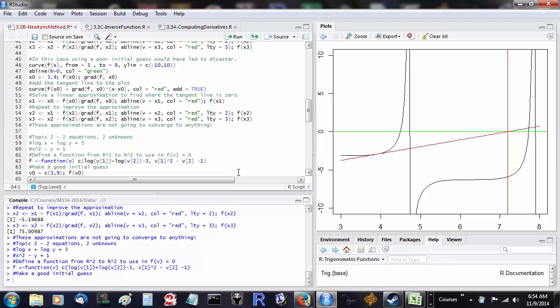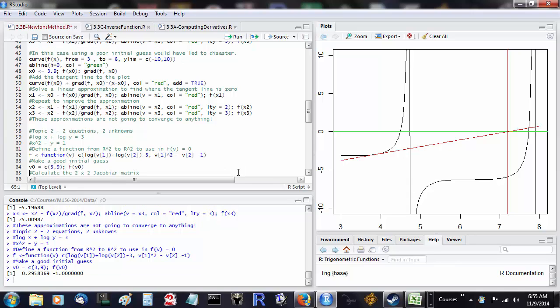If I choose a vector whose first component is 3 and whose second component is 9, since log 3 is a little bit bigger than log e, like 1.1, at the top I'm going to get log 3 plus log 9, which is about 3.3. That's not too far off from 3. And 3 squared minus 9 is not 1, but it's 0.